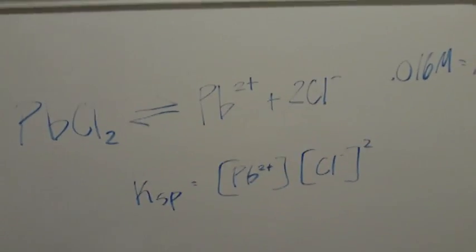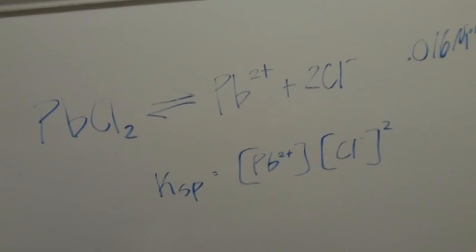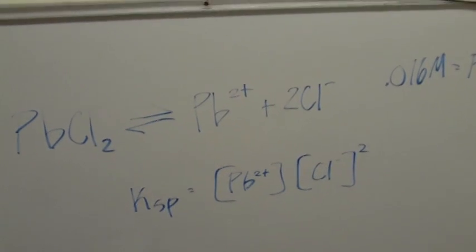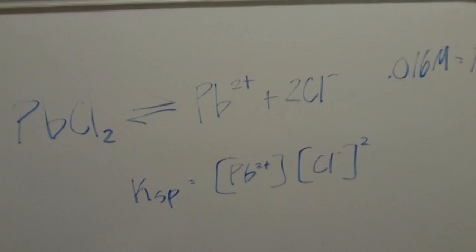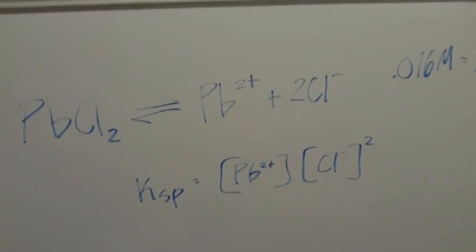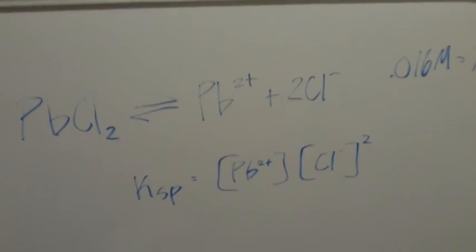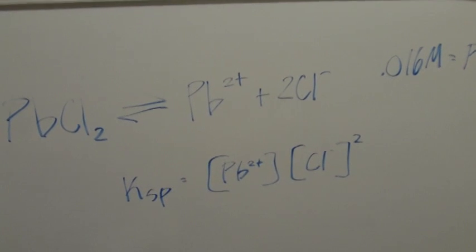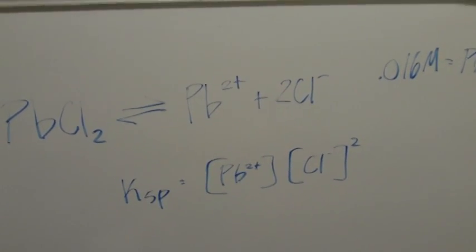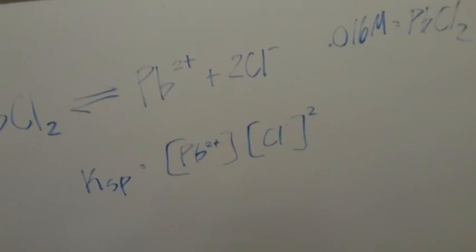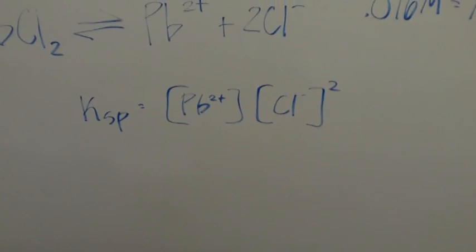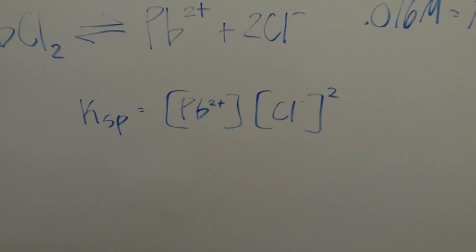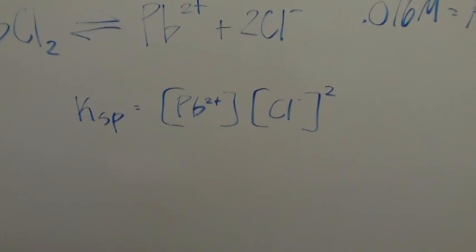And then what we're going to do is plug in the information that we know. And they told us in the problem that the solubility of lead chloride is 0.016 molar. Use this information to find that Ksp. So that is what we're going to do, and we're just going to plug in the information.